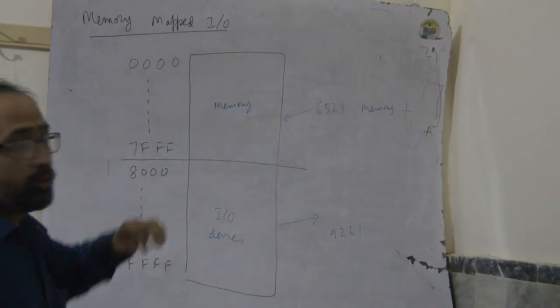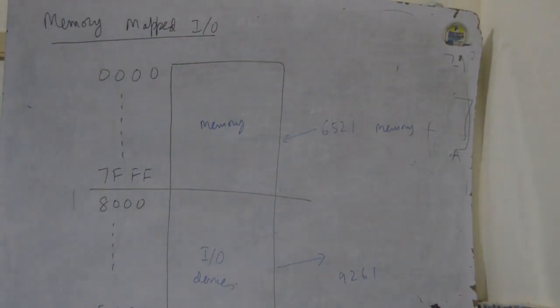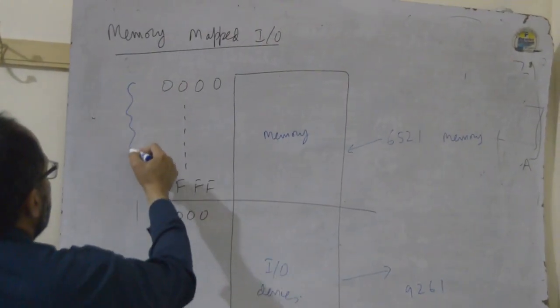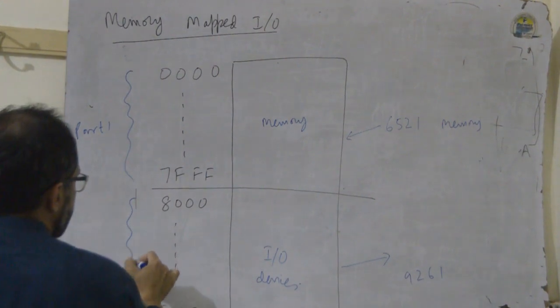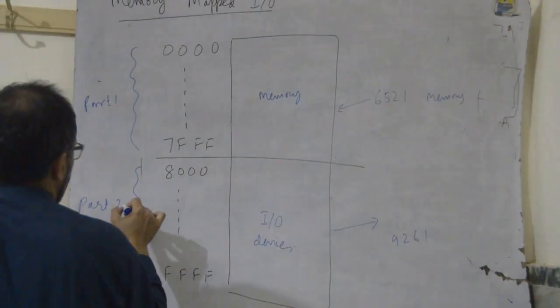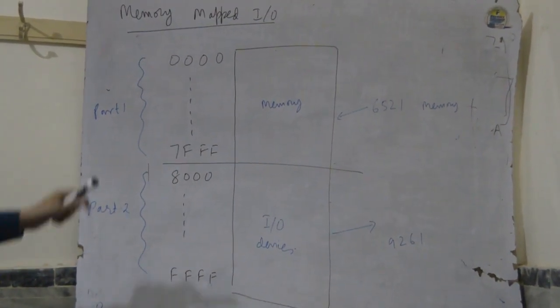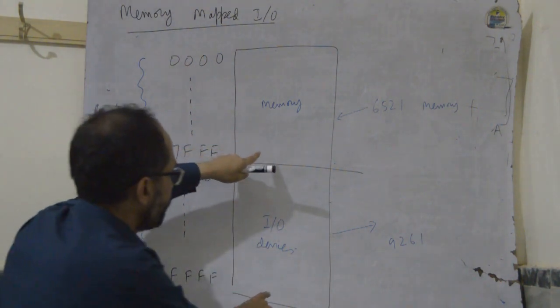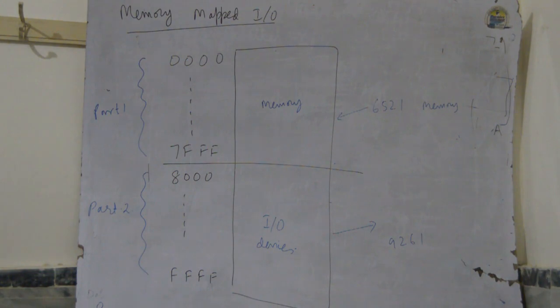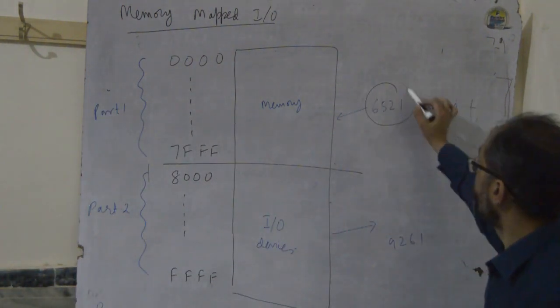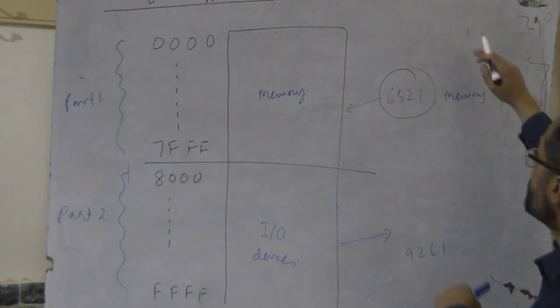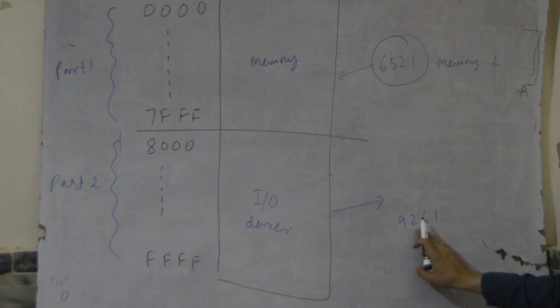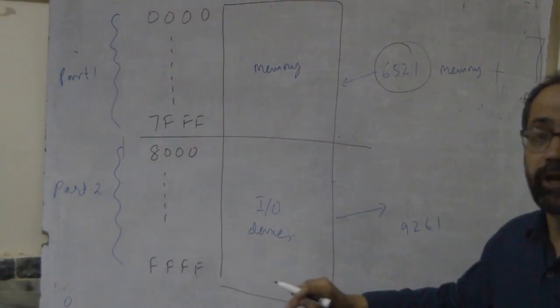Now we will study memory mapped I/O, in which the memory address space is partitioned into 2 parts. This is part 1, and this is referred to as part 2. This part of the address space is reserved for the memory, and this part is reserved for I/O devices. By looking at the address, we can identify whether this is an address of a memory device or an I/O device. For instance, if the address is 6521, this lies within this address space, which means that this is the address of a memory location. And if the address is 9261, this implies that this is an address of an I/O device.